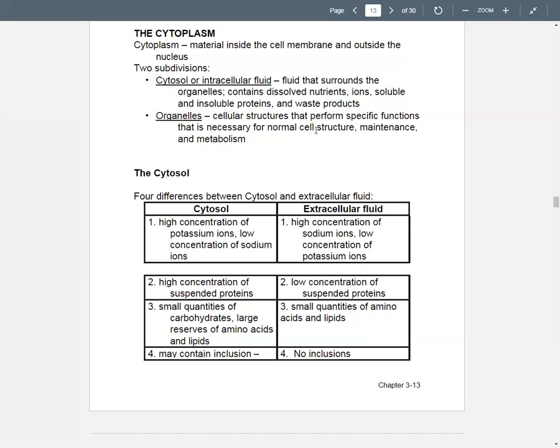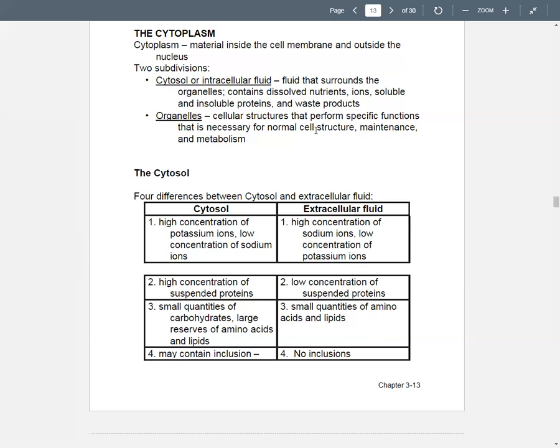Another difference has to do with suspended proteins. Cytosol has a high concentration of suspended proteins. The extracellular fluid has a low concentration of suspended proteins. Your cytosol is going to have small quantities of things like carbohydrates, but large reserves of amino acids and lipids. Your extracellular fluid will have small quantities of amino acids and lipids.